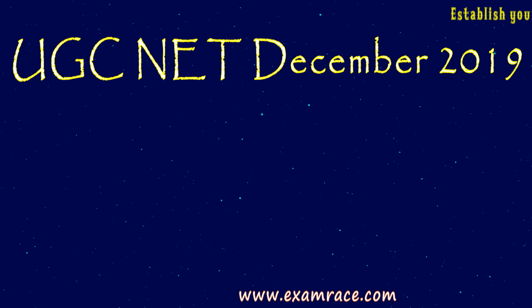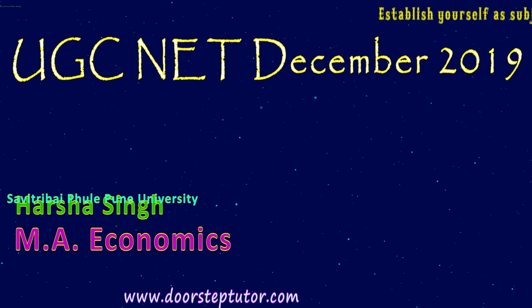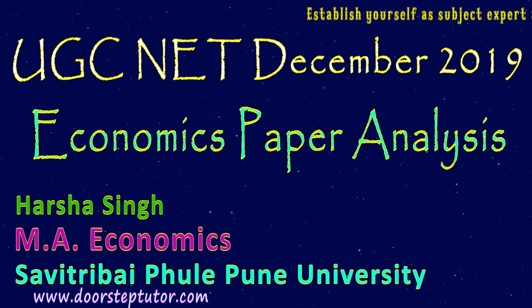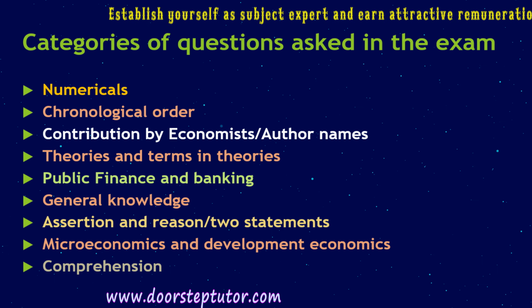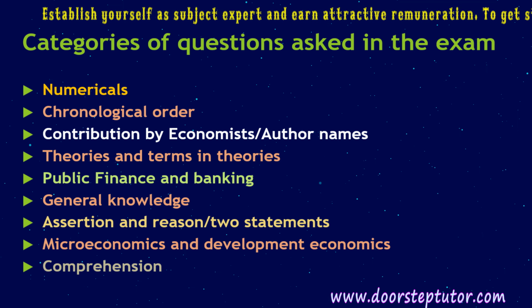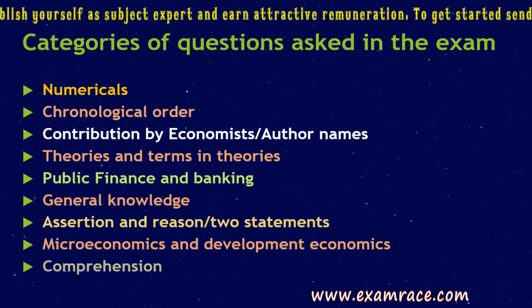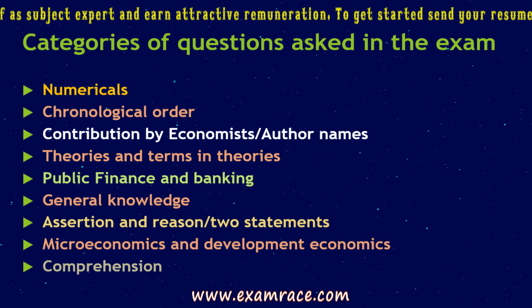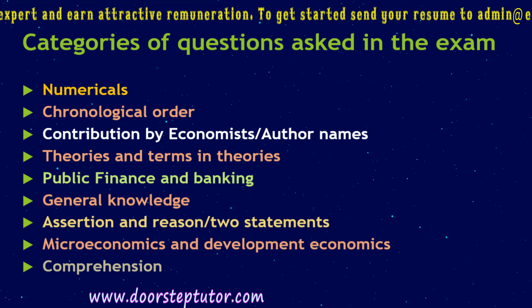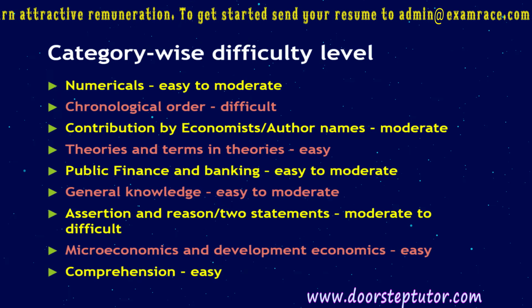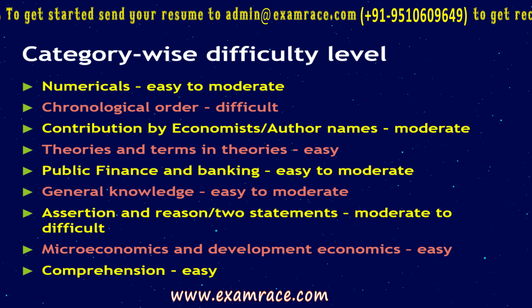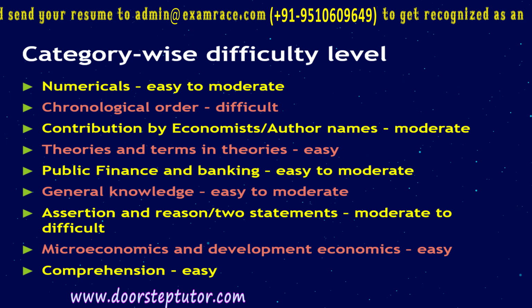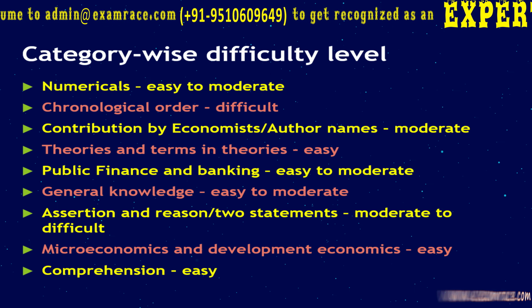So this is a paper analysis of UGC NET December 2019 paper of the economics paper. I have divided the questions into numerous categories such as numericals, chronological order, contribution made by various authors, public finance, banking terms, general knowledge, and various categories. So we will discuss the questions under each of these categories, and we will also discuss the overall difficulty level and the category wise difficulty level. So let's start with numericals.